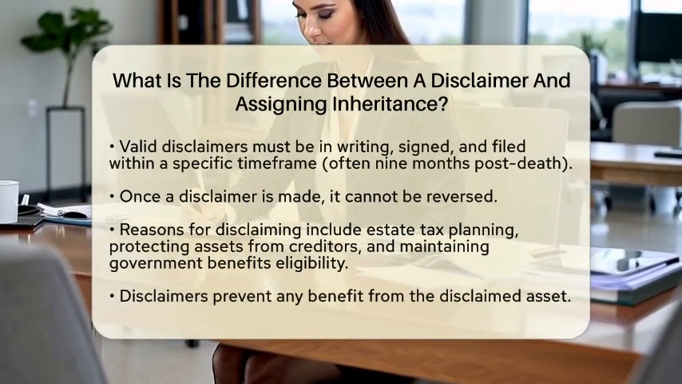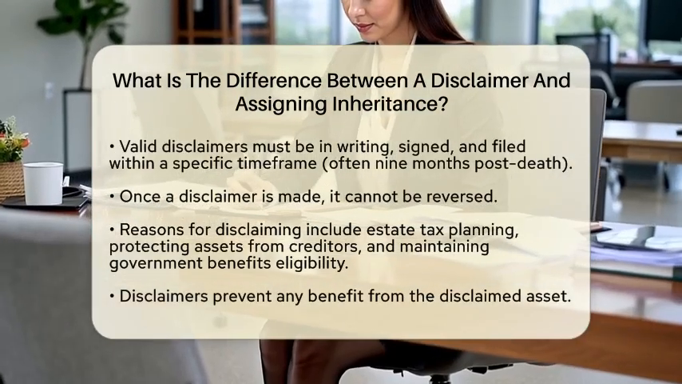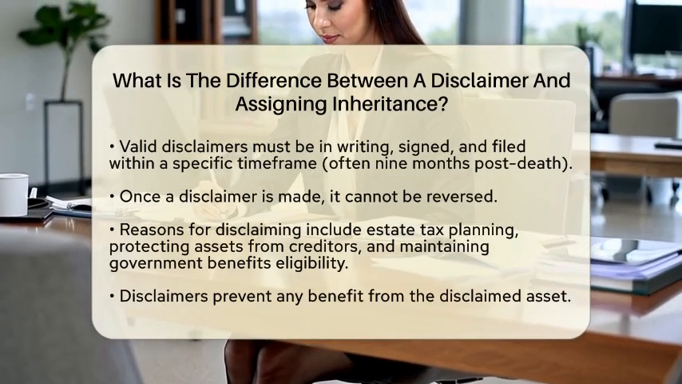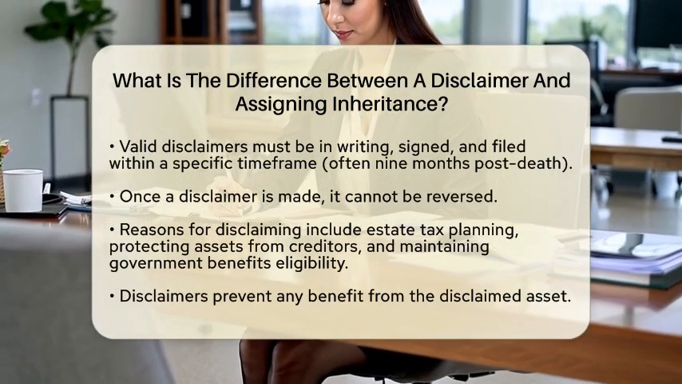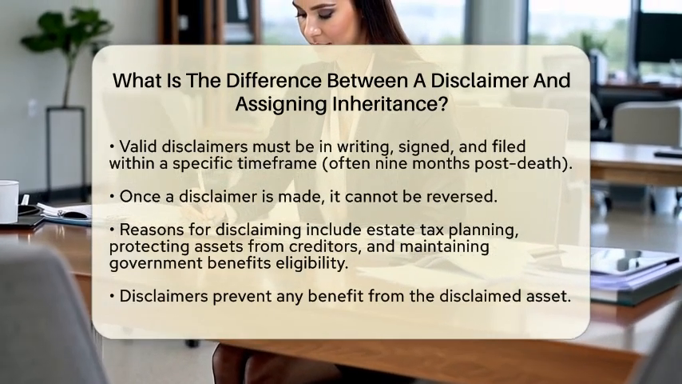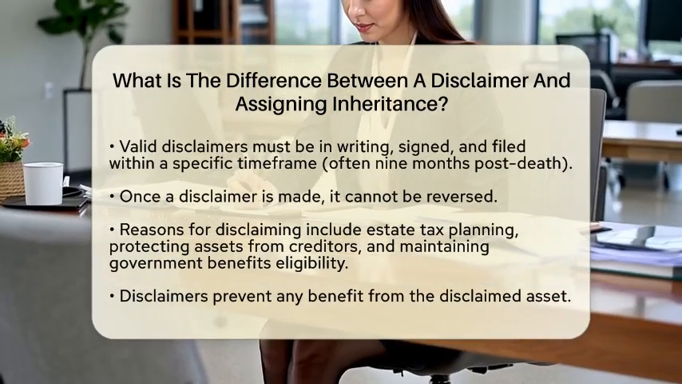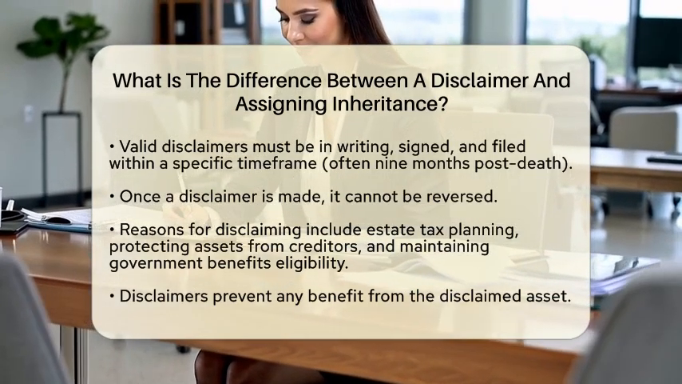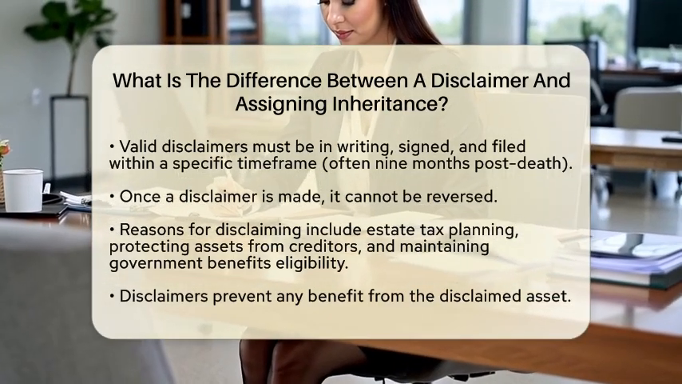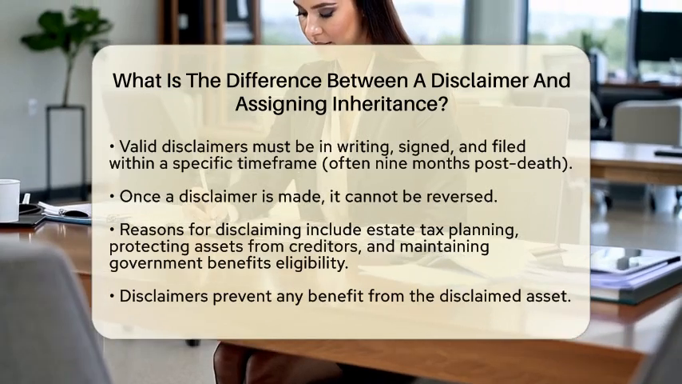To make a disclaimer valid, it must be in writing, signed by the person disclaiming, and filed within a specific time frame. This often needs to be done within 9 months of the person's death. Once you make a disclaimer, it is irrevocable. This means you cannot change your mind later and claim the assets you disclaimed.